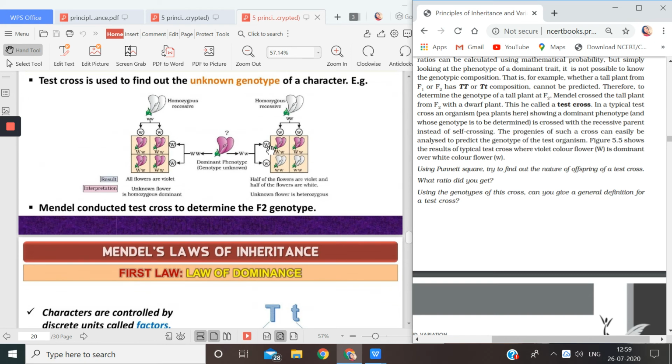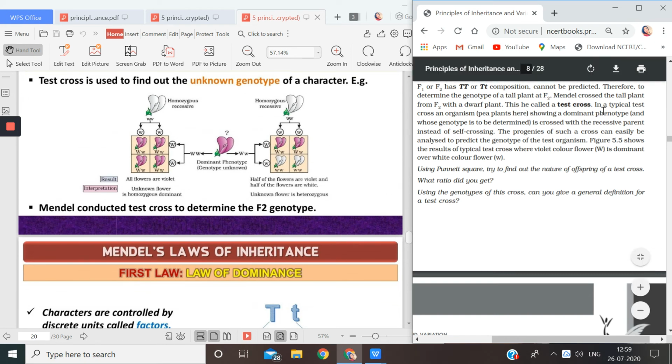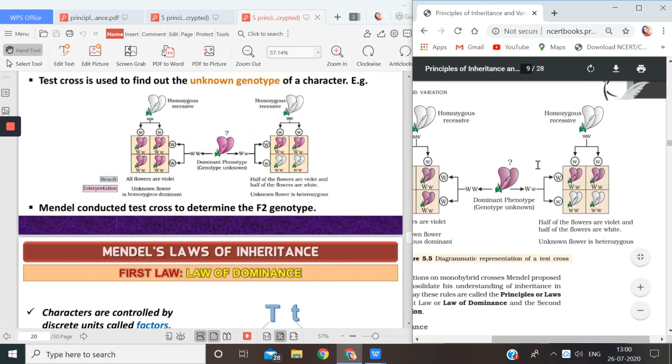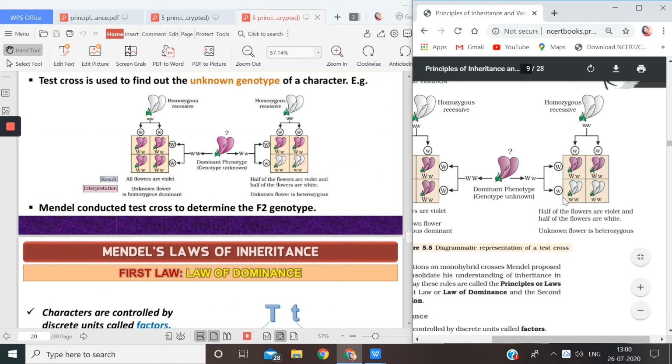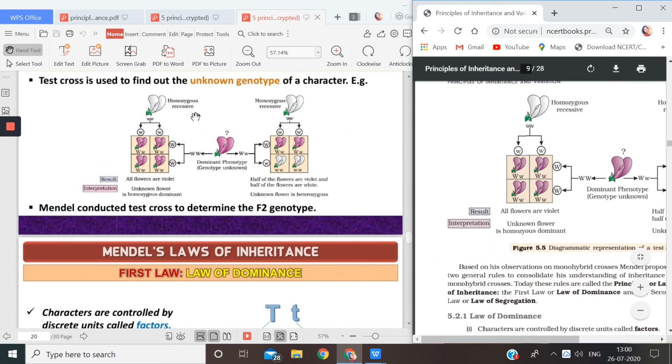Understood? So this is known as test cross. In a typical test cross, this was done. The progenies of such a cross can be easily analyzed. Even in your NCERT, they have the same example. See, the same example has been discussed here. So I hope I am clear with the test cross.